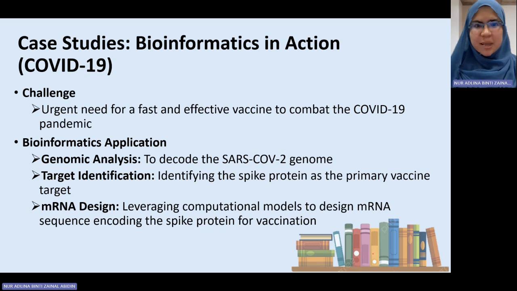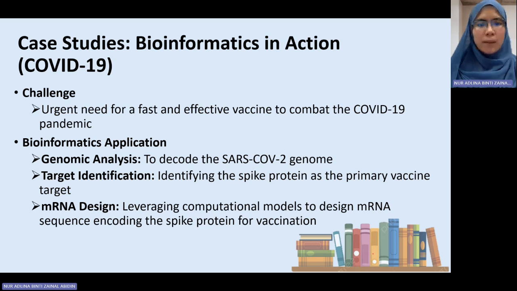In my presentation, I will also include some case studies in drug discovery and design with applied bioinformatics. The first example is the novel coronavirus 2019, known as COVID-19 infection, which took the globe by storm in the year 2019. This infection was known to be caused by the virus called SARS-CoV-2. Hence, the challenge during that period was an urgent need for a fast and effective vaccine to combat the COVID-19 pandemic for the purpose of treatment and prevention.